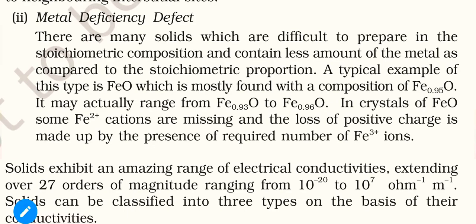So if positive ions or metals show more than one type of oxidation state, then they can show these types of defects. So what is going on in this example? Let us discuss. As mentioned here, our ratio in this case is 0.93 Fe to 0.96 Fe per 1 oxygen ion. So how is neutrality maintained?